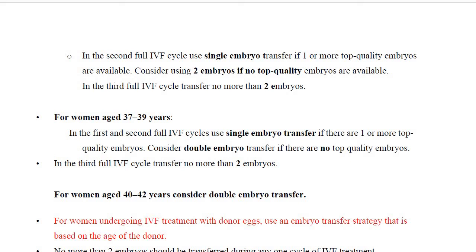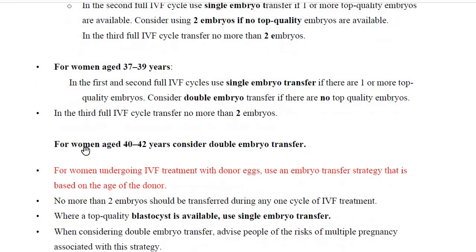Sure, why not? So if the age of the woman is between 37 to 39, in the first and the second full IVF cycle, then you can use single embryo transfer. And if there are one or more top quality embryos present, then we can give single embryo transfer because we have very good quality embryos. So you should consider double embryo transfer if there are no top quality embryos, like you are not very happy with the results and you have acceptable embryos, then you are going to transfer two embryos, okay?